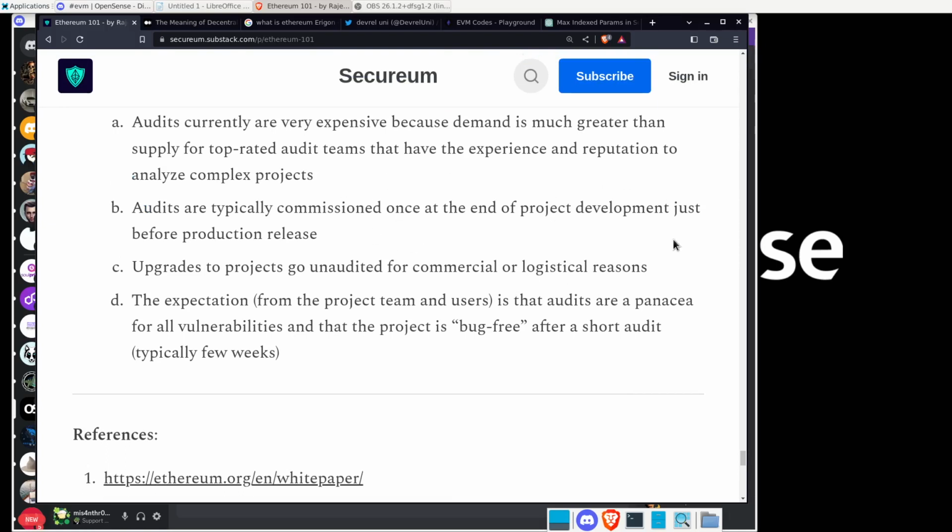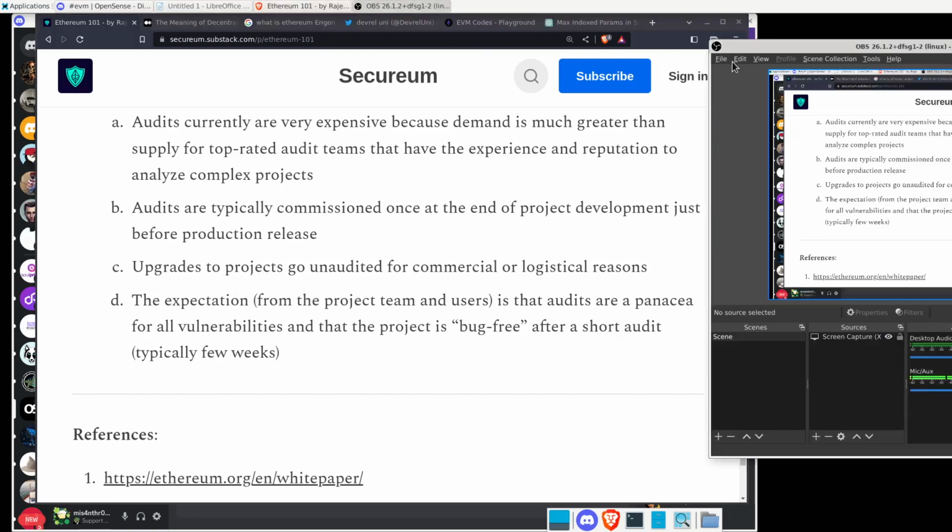That's exactly what happened, by the way, with Euler, the other day. The expectation is that audits are a panacea for all vulnerabilities and the project is bug free. Okay, guys.